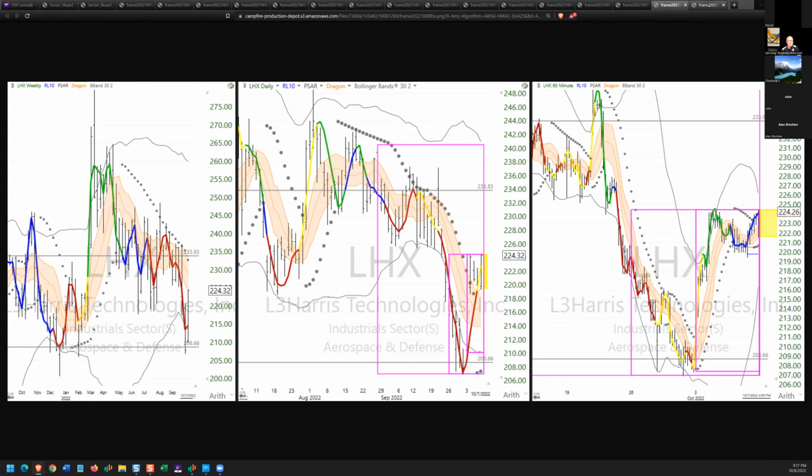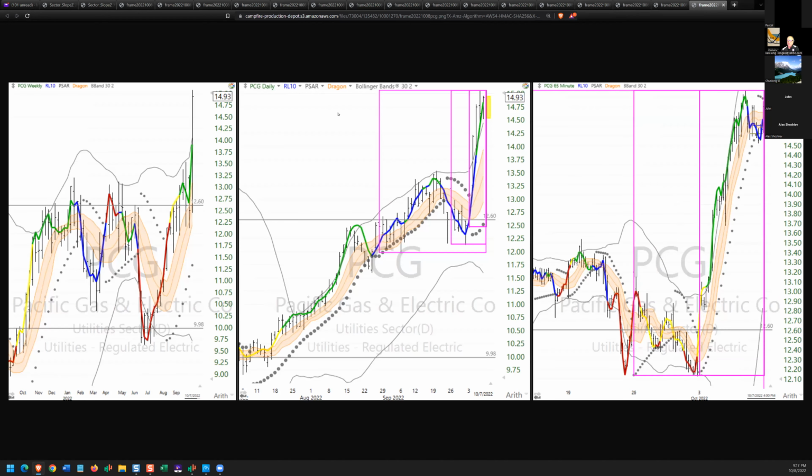And then finally, PCG, Pacific Gas and Electric. This must be a natural gas. There's your PSAR flip. When it broke above the emerging dragon and then some Kata 2s in here, wonderful trade from 12 to 15. That's a 25% gain. And now the pullback to preserve those profits held support and is starting to roll higher.